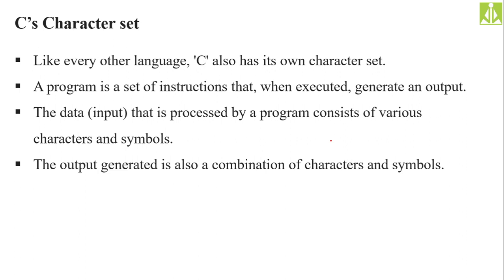Okay, so a program is a set of instructions that when executed generates an output. The data input that is processed by a program consists of various characters and symbols. Basically, whenever you write a statement, whenever you write an instruction in your C program, that instruction consists of different symbols or different characters. Same thing when you do it in your English language. So here I have written a statement. The output generated is also a combination of characters and symbols.